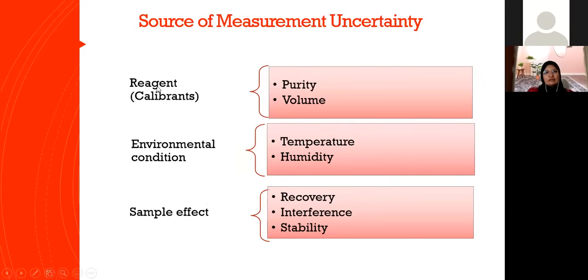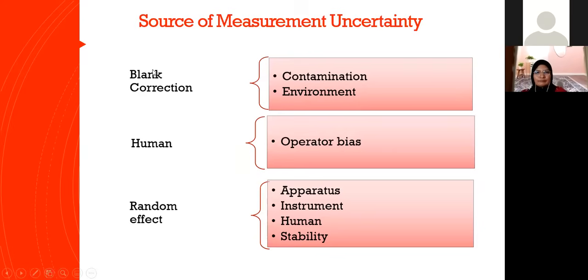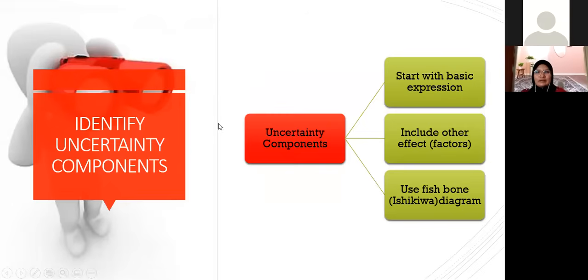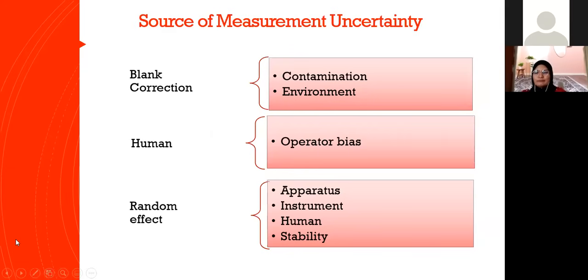Reagent, source of uncertainty, environmental condition. I think you need to consider this. Sample effect, recovery, interference, and stability. So blank correction, if not applicable, that's fine. Human is operator bias, random effect, by operators, instrument, human, and stability. This is random effect. Randomly, we don't know what is the real factor.